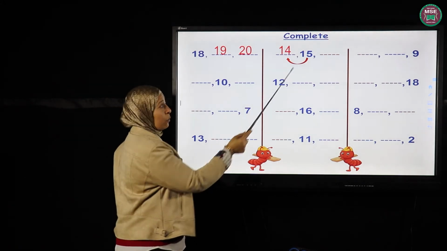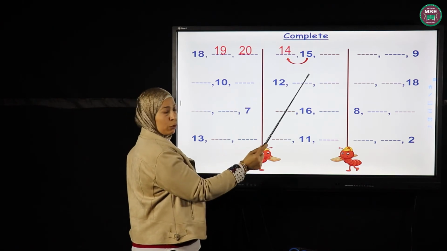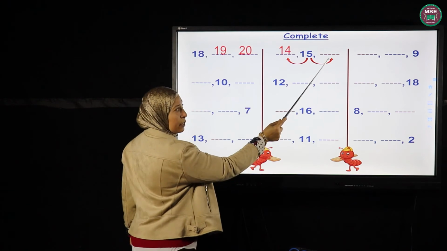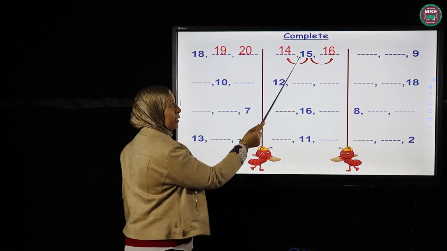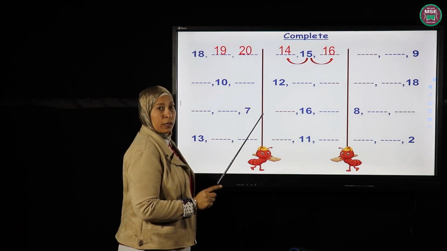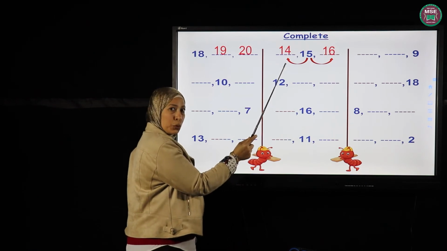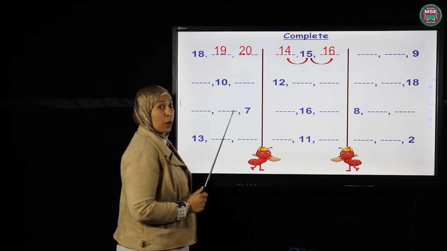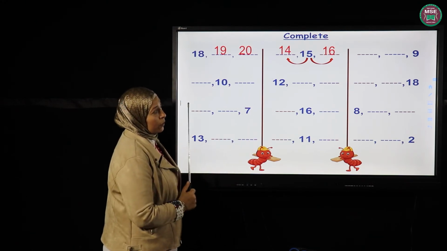What's after? What's after 15? Can I count backward? No, I have to count forward. After 15, I'm going to count forward. It's going to be number 16, right? 14, 15, 16. See what I did now? After I filled in the spaces, what did I do? I started counting from the beginning to make sure that what I did is right. 14, 15, 16, this is right. Okay? Okay, what about the next one?